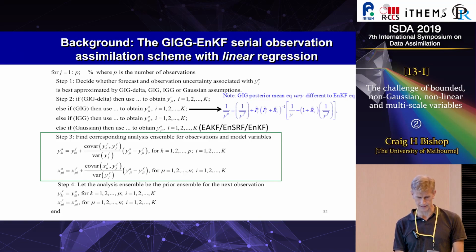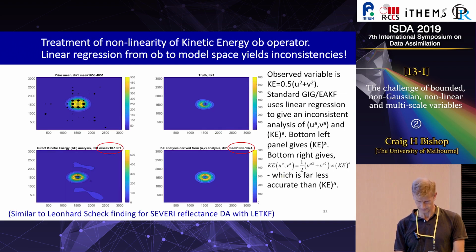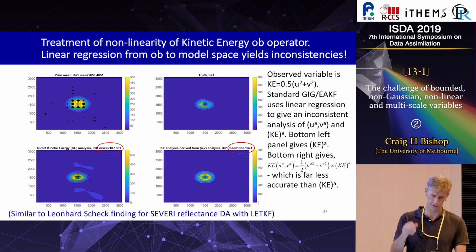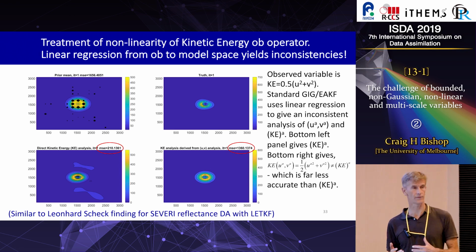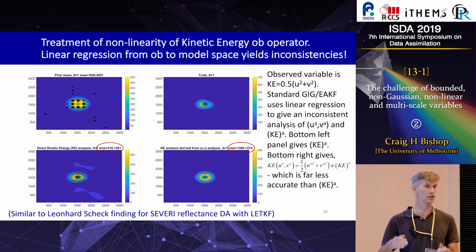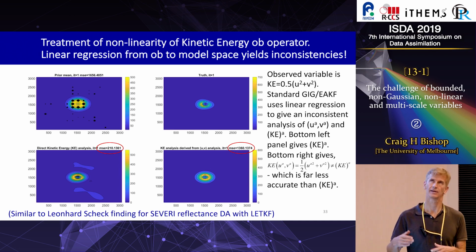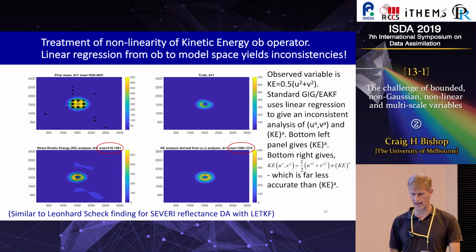The next thing, in this algorithm, I changed these equations that account for the inverse gamma situation, but I left this linear regression here. Let's see what that's doing. If I analyze the kinetic energy directly, that's the observed variable, I go from a mean square of 1,656 to a mean square of 210. But I'm also analyzing U and V. So I can take my analysis of U and V, go half analyze U squared plus half analyze V squared, and then look at the error of that, and that's horrible. That's got a mean square error of 1,360.